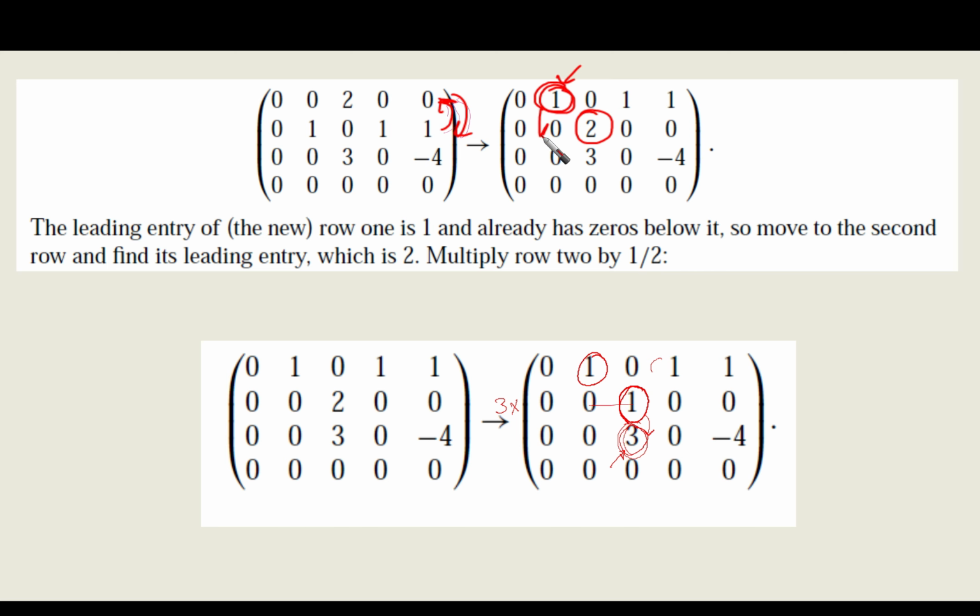And look down, all of them there are zeros. So it is okay. Now this is the leading entry for row 1, and row 1 is qualified. Look to row number 2. We're going to find that the leading entry is 2, and this is not good. We need it to be 1. So we're going to what?